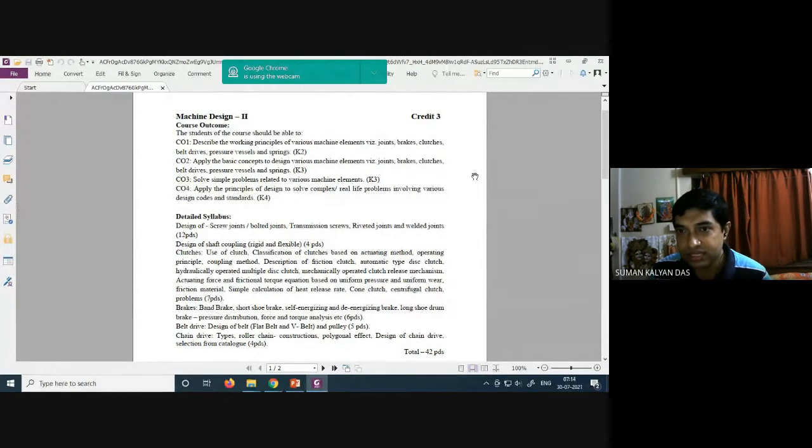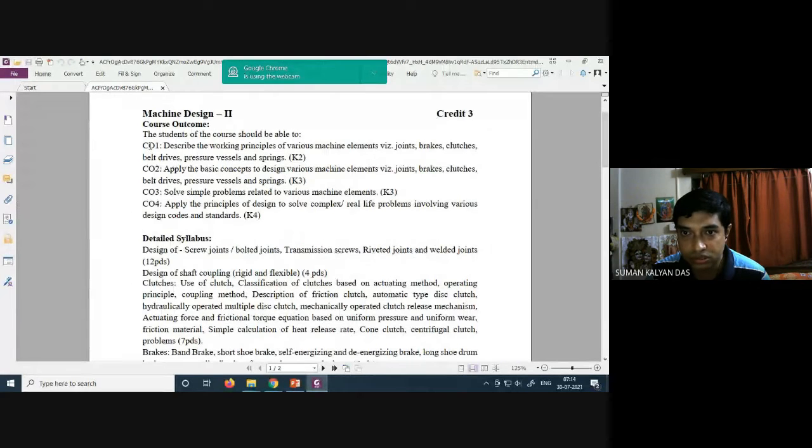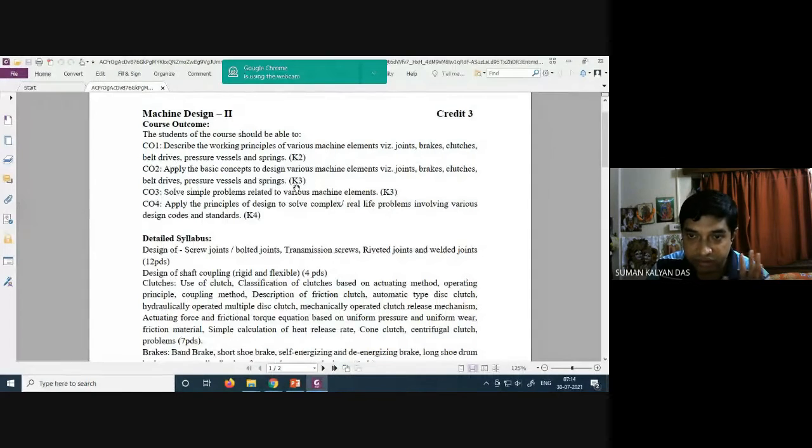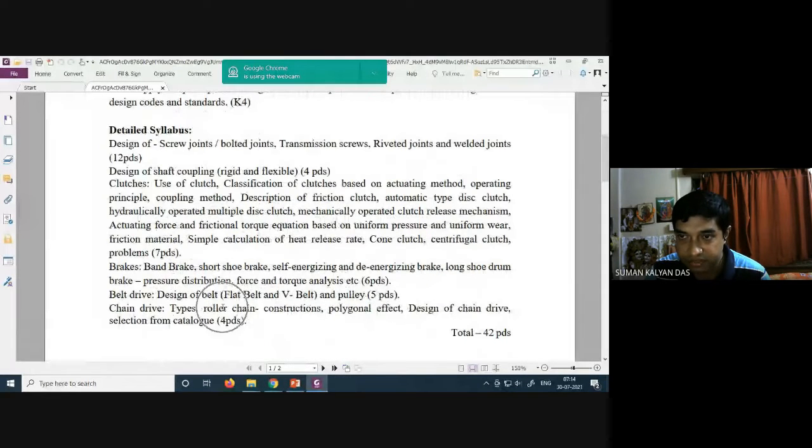As you can see, the first part of this syllabus is related to the COs, course outcomes. However, these are right now not relevant to mechanical engineering because we are not following the NBA. These are all related to NBA accreditation, and our department has decided to stay away from this accreditation. So right now, this part is not relevant. However, the detailed syllabus is after that.